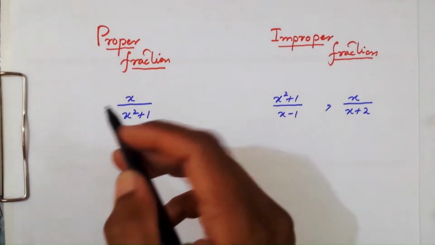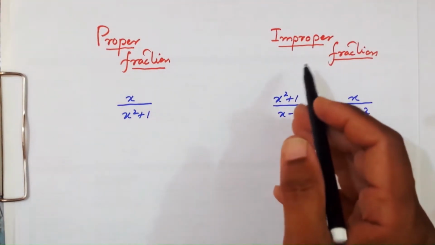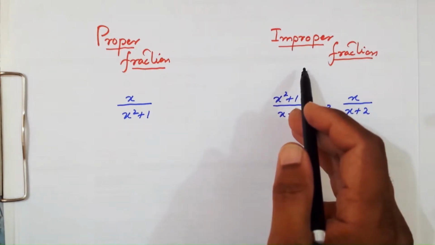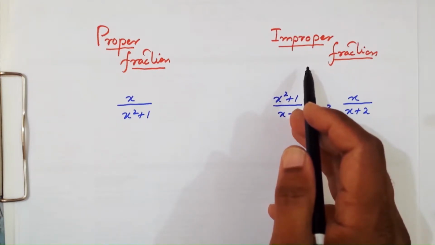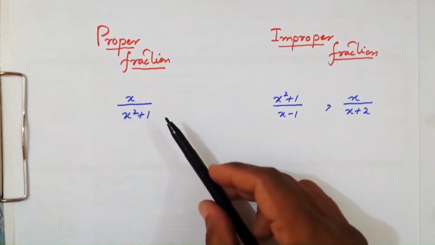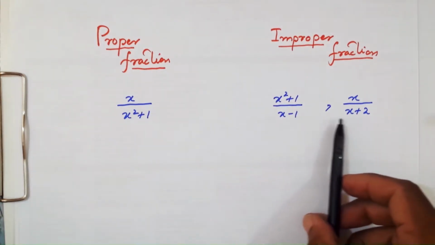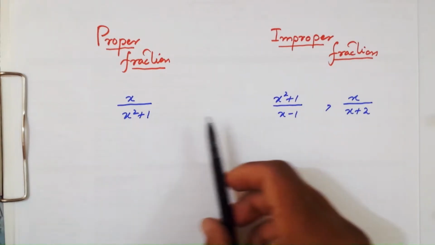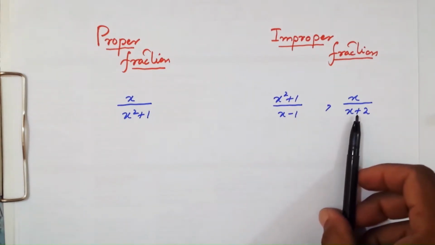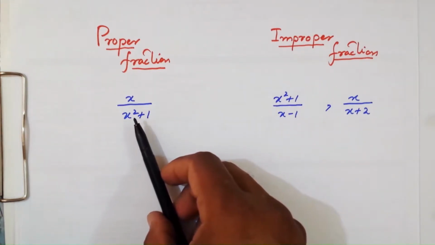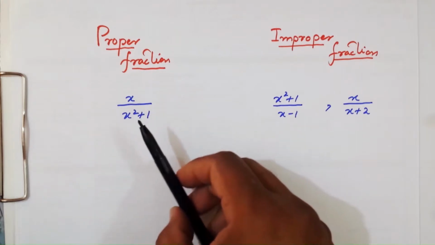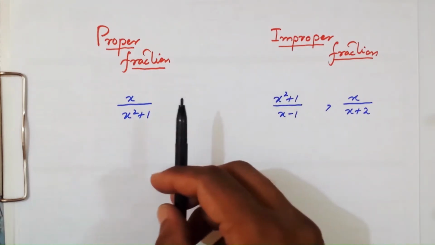There are two types of fractions, proper fraction and improper fraction. In previous questions, they were also related to fractions, but that fraction related to the question whose denominator consists of a single term. But here, its denominator consists of more than one term. So we will discuss how to find the integration of these types of fractions.